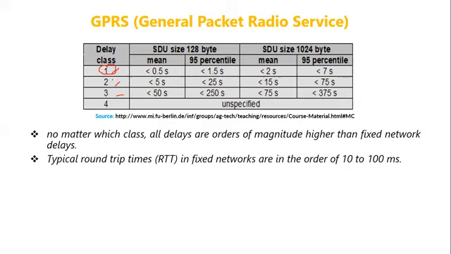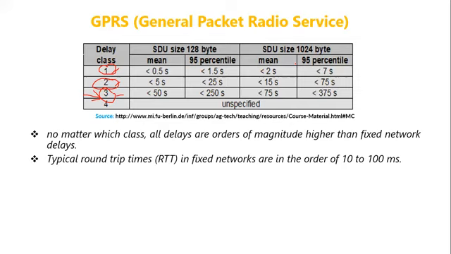Class 2 will be used for applications that can tolerate delay up to a certain extent. Here the mean delay is less than 5 seconds. Class 3 will be used for delay insensitive applications, where the delay can be up to less than 50 seconds. For example, watching a cricket match will come under class 3, because a delay of less than 50 seconds is not going to affect anybody. Similarly, this is the 95 percentile delay. This is the delay for a 128 byte packet, and this is the delay for a 1024 byte packet.